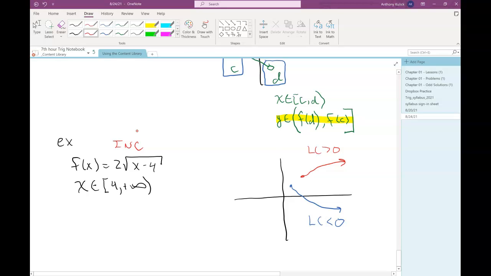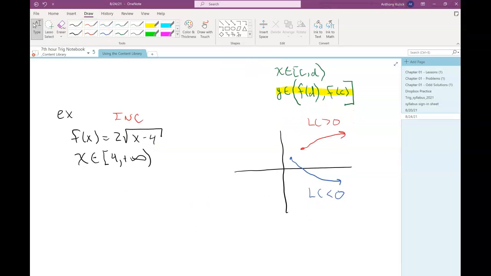Now, if you didn't remember that from your Algebra 2 class, what else could you do to figure out the shape of the graph to tell if it's increasing or decreasing? Graph it on your calculator and take a look at the picture, right? It's still valid. It's okay.